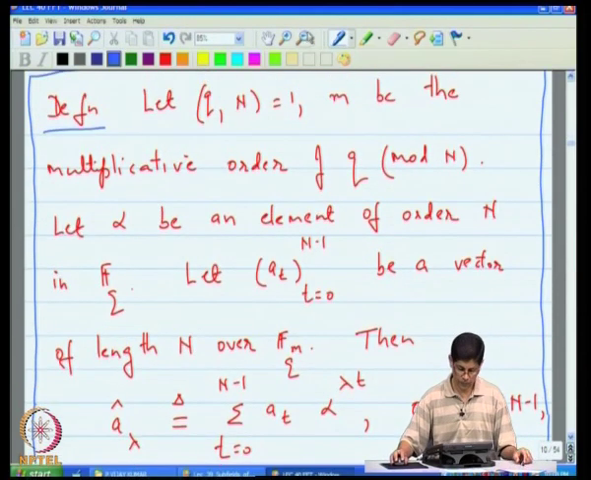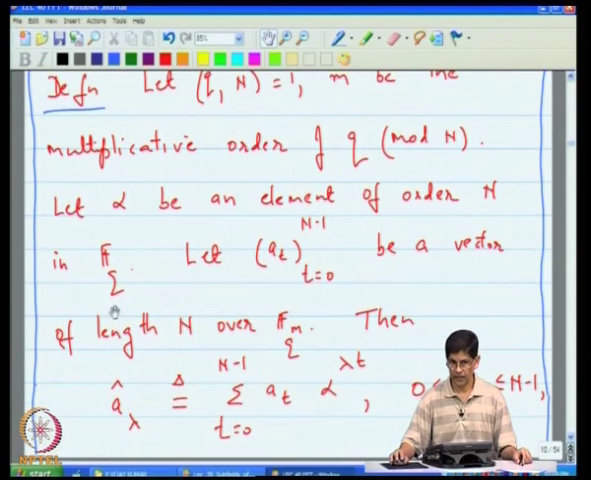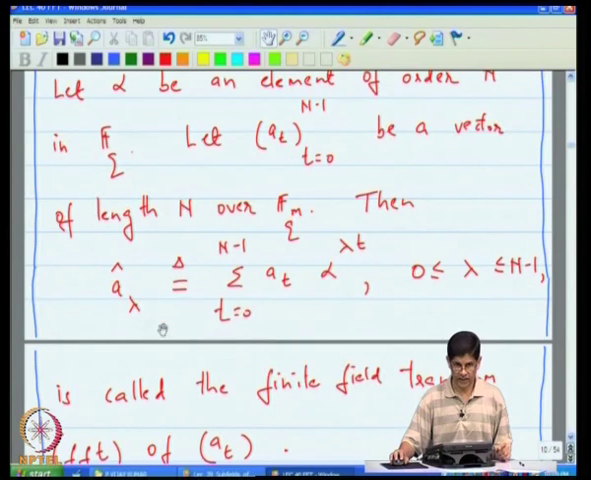Let q and n be relatively prime. Let m be the multiplicative order of q mod n. Let alpha be an element of order n in F_{q^m}. Let a_t, t goes from 0 to n minus 1, be a vector of length n over F_{q^m}. Then if you set A hat of lambda, so you look at this expression over here, this is called the finite field transform of a_t.